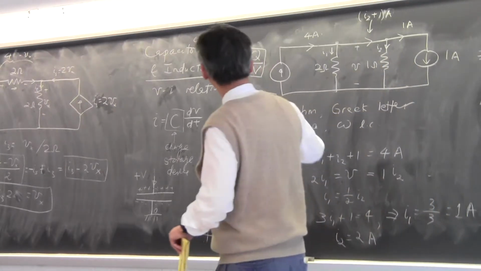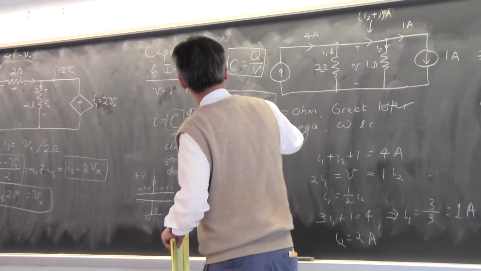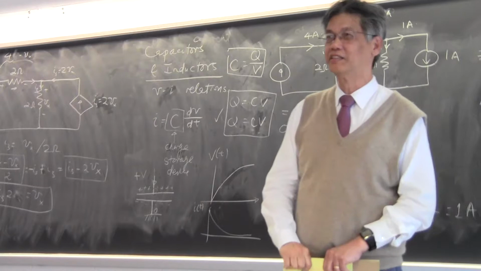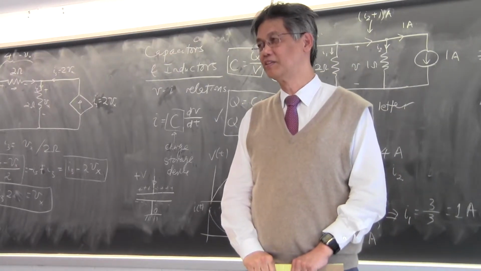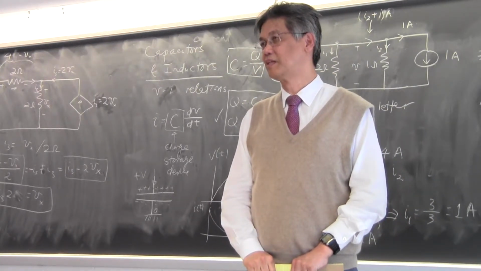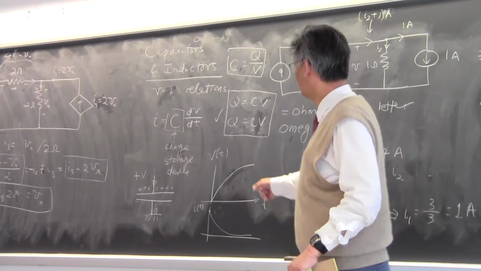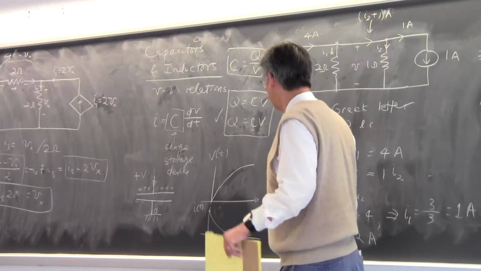Okay. So C is equal to Q over V, Q is equal to CV, which means that the amount of charges you put into a capacitor is proportional to the applied voltage. Okay? That is what it means. And this is how it should behave due to the physical reason.